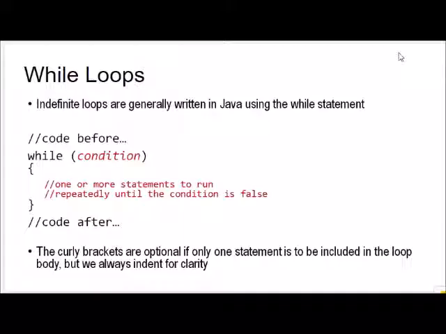Now, you don't really need the curly brackets if you're only putting one statement right after the while, and then parenthesis condition. But if you have more than one statement, or more than one line of code that you want to run inside that loop, then you need curly brackets. So we almost always put them just for clarity.